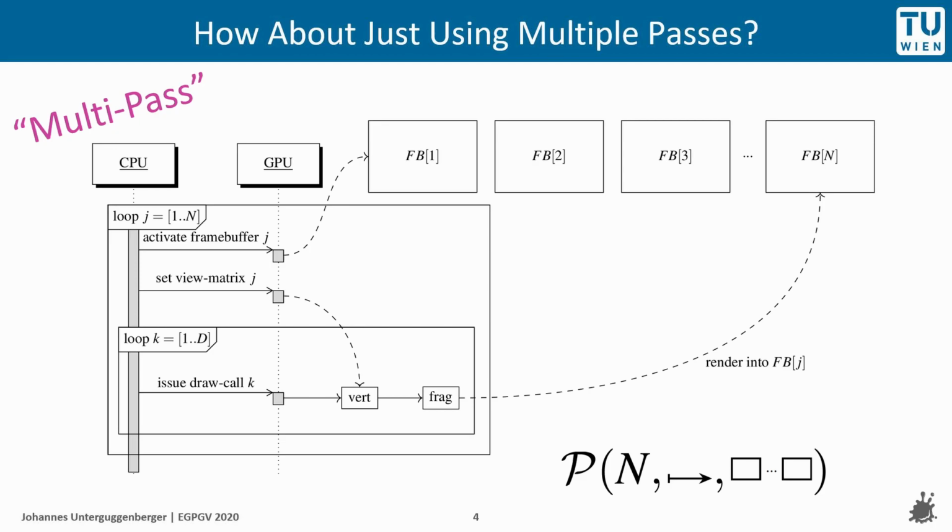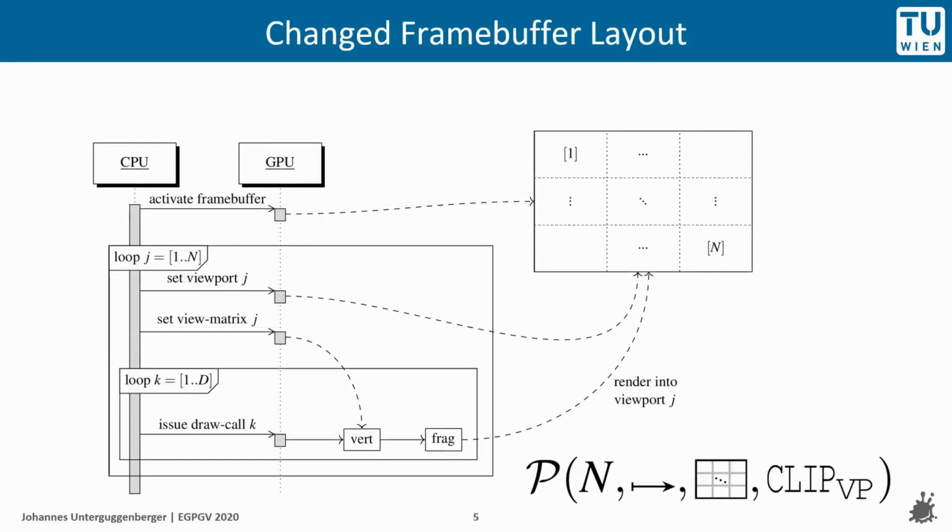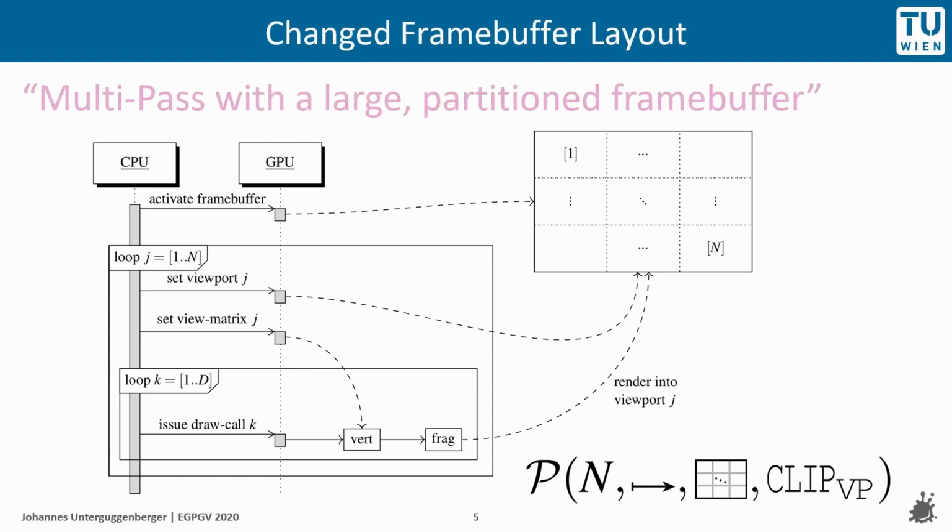This multipass approach seems like a very naive and brute force approach, but already here we have some possibilities for variations. We can use a single big partitioned frame buffer instead of separate frame buffers. Since we only have one frame buffer, it only has to be activated once. But we must loop n times also for this pipeline variant. Instead of setting a different frame buffer for each view, we are setting a different viewport in the same frame buffer. Issuing the draw calls for the current views renders only into that viewport.